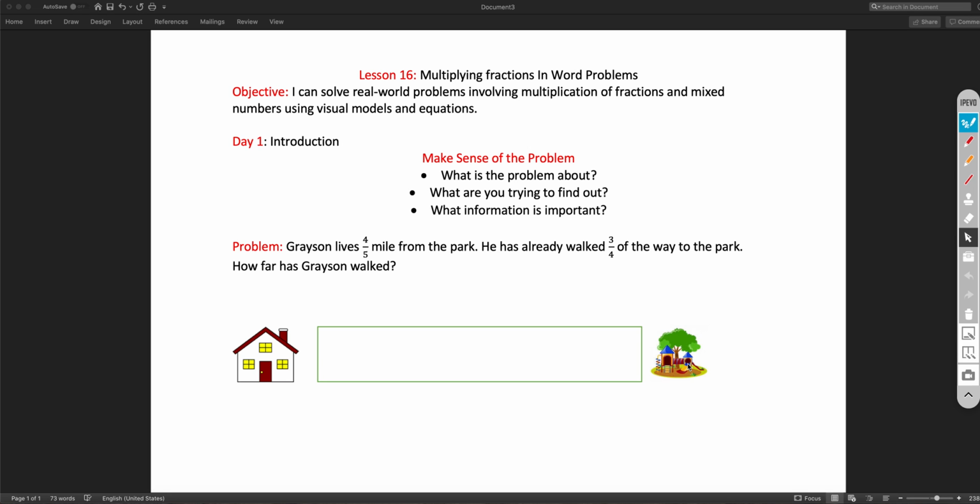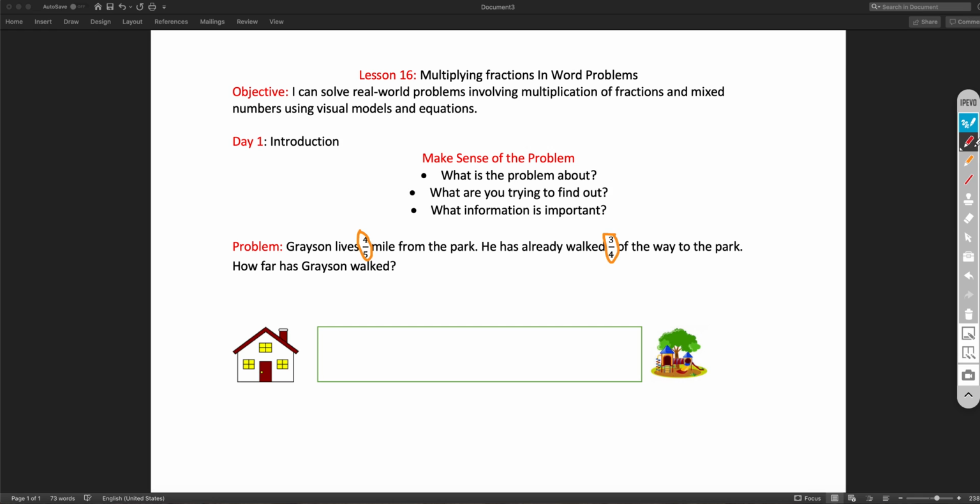Now let's look at the third question. What information is important? The first thing you should think about is, what are the important numbers in this problem? And let's go ahead and highlight or circle what those numbers are. If you guessed 4/5, you're correct. And if you guessed 3/4, you're also correct.